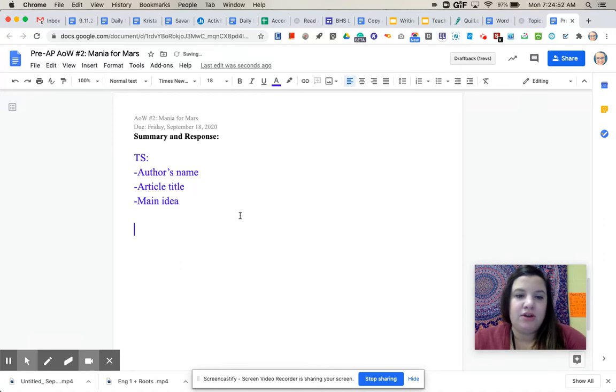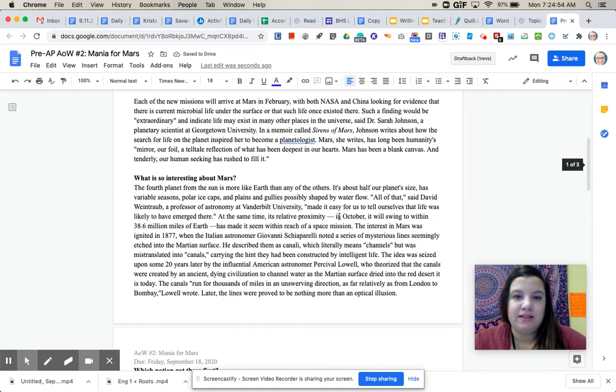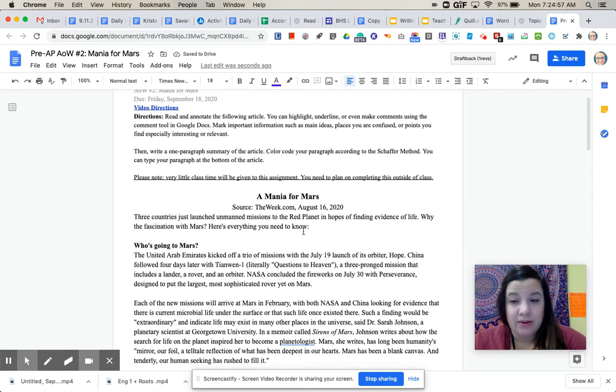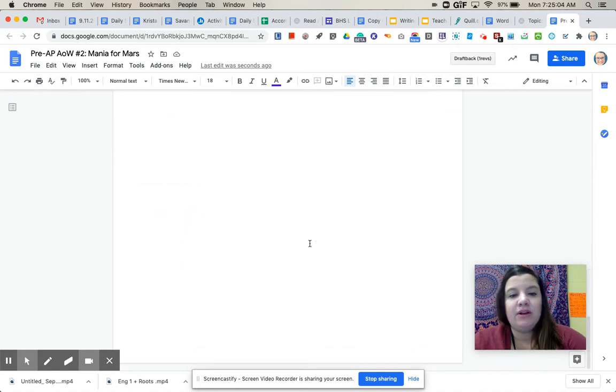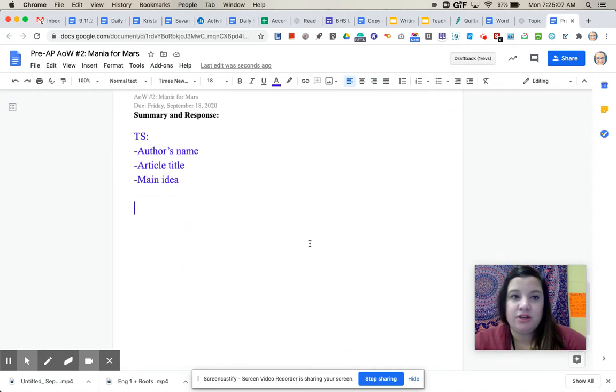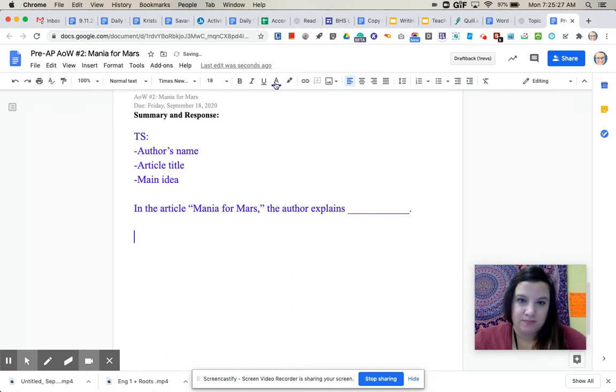In this case, if we scroll up, we'll see that the author is theweek.com. That probably means that the staff collaborated on it, or there was just a staff writer and they don't give individual credit. So in that case, we don't need to include the author's name. You could just say something like the author says. One way to start your sentence would be, in the article, Mania for Mars, the author explains, and then your main idea. Your topic sentence doesn't have to look like that, but that's just one way of thinking about it.